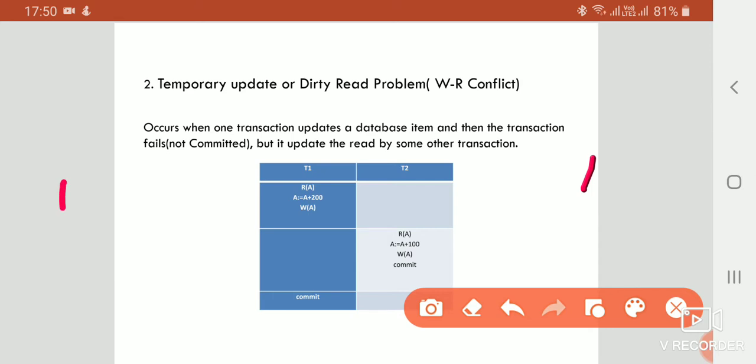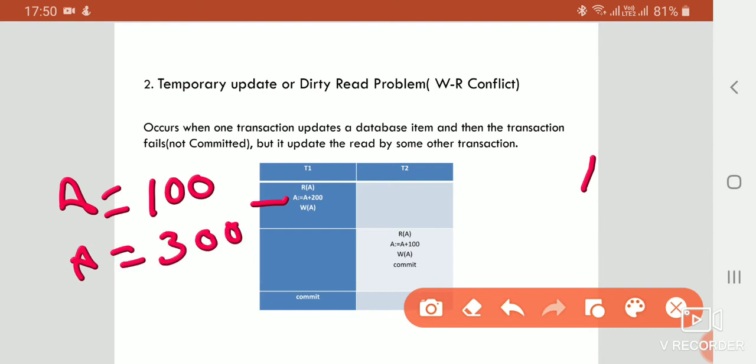If A again has the value 100, next A equals A plus 200, it is taking the new A value as 300. Then we have write of A, that means we are updating on the disk, so the new A value is 300 now. Next read of A in the subsequent transaction takes the A value as 300, because previously it is committed there. So A equals A plus 100 means the new A value is going to be 400.